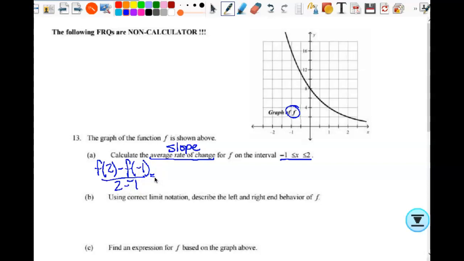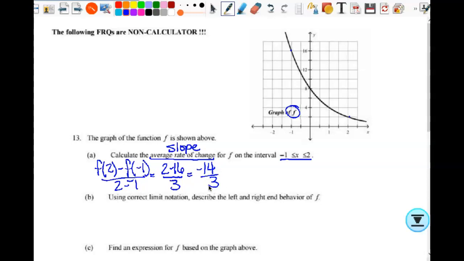All right, so f of 2 is right here. f of -1 is right here. So that is going to be 2 minus 16 over 3. So that gives me -14 over 3. That's my average rate of change there.